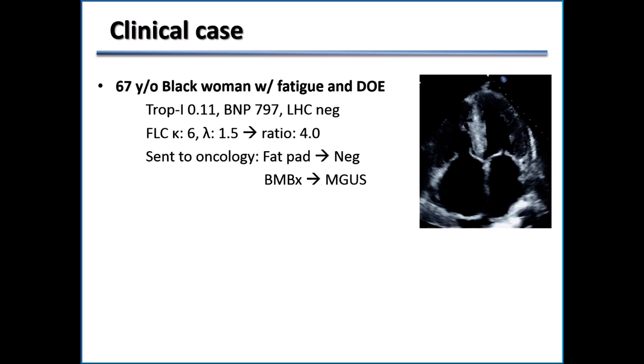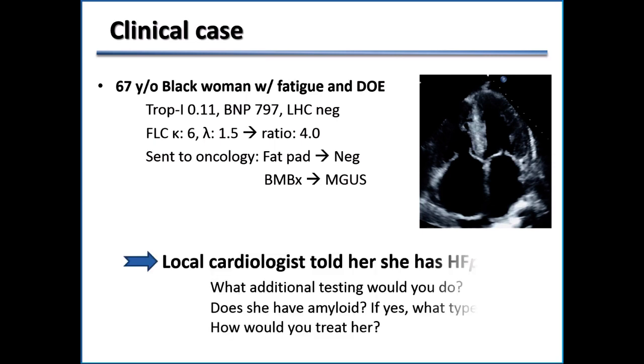The kappa is about 6, the lambda is 1.5. Normal values for both of these are less than 2, and the ratio is elevated at 4. A normal ratio is about 1. So, the cardiologist thinks this patient has light chain amyloid and sends them to oncology. The oncologist does a fat pad biopsy, which is negative, and then a bone marrow biopsy, which shows MGUS, monoclonal gammopathy of undetermined significance. So, back to the cardiologist. You know, you don't have amyloid, you have HFpEF.